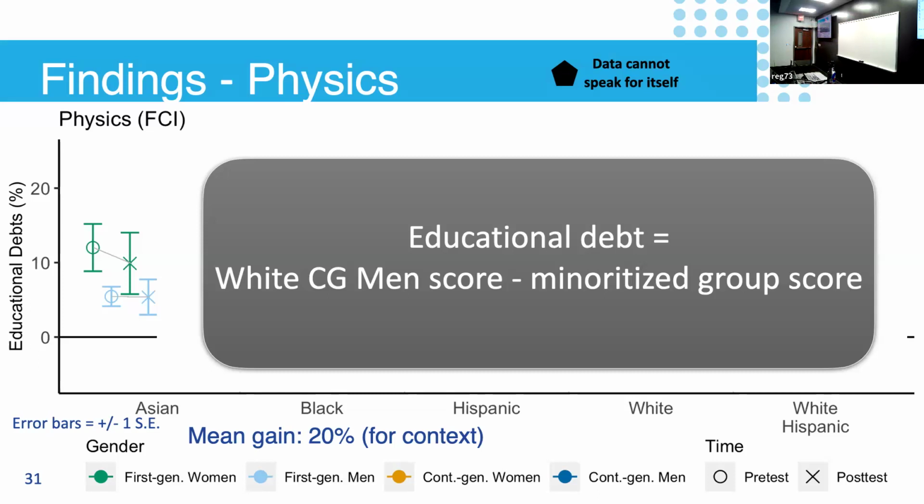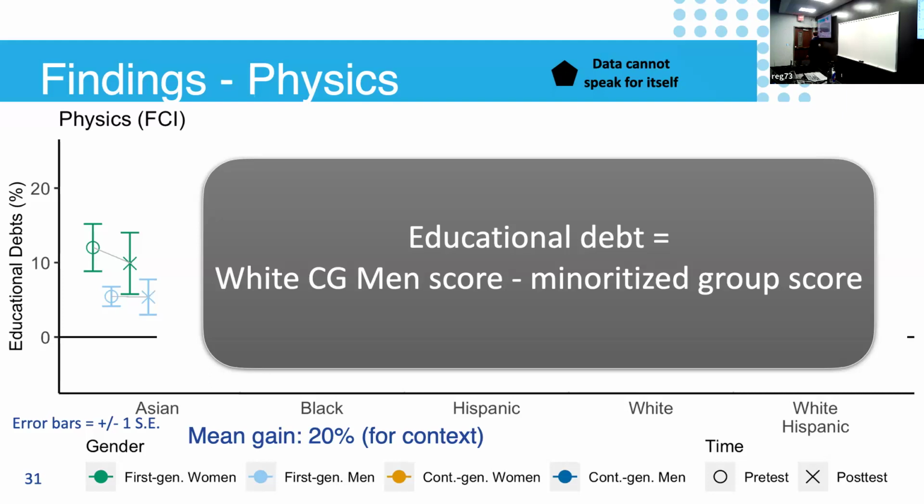Anybody willing to try and interpret any of this for us? You don't have to explain all of it, even just a piece of it. What are we seeing here? If you're willing to take a shot, somebody. What do we see? So the women's educational debt is going down. Yeah, from pre-test to post-test, it got smaller. The men's educational debt is staying the same. Yep. The women still have more educational debt than the men.